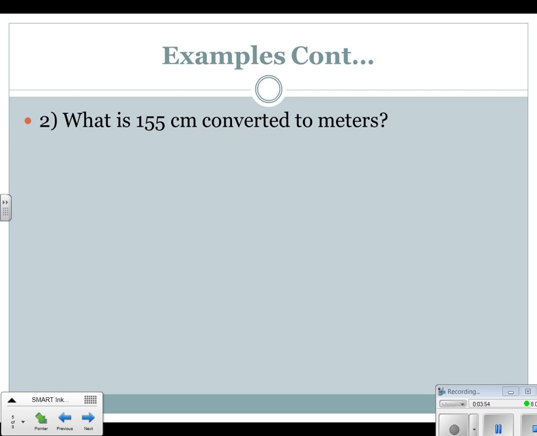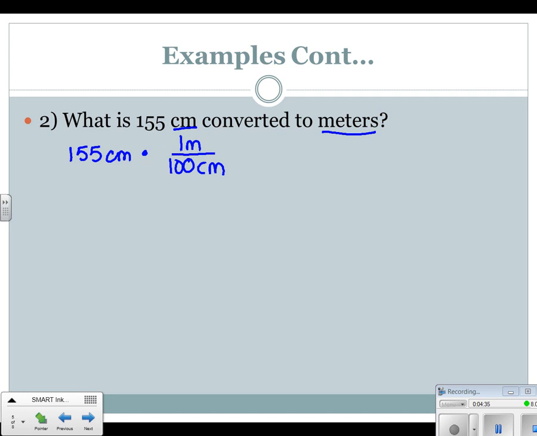What is 155 centimeters converted to meters? I'm going to show you a couple ways you can go about doing this. If we're taking 155 centimeters and converting it, we can multiply it by that relationship between centimeters and meters. I would hope you would also know that 1 meter is 100 centimeters. So I'm going to take 155 centimeters and multiply it by 1 meter to 100 centimeters. So I'm multiplying here by the conversion factor.